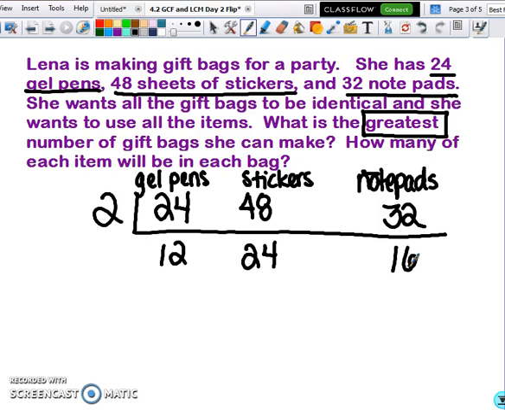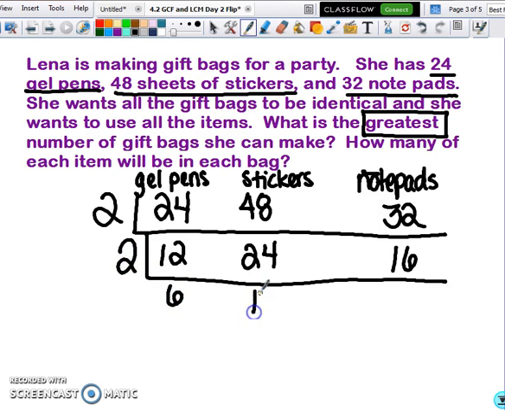Well, again, we have 3 even numbers, so I know that I can keep going with the 2. 12 divided by 2 is 6. 24 divided by 2 is 12. And 16 divided by 2 is 8.